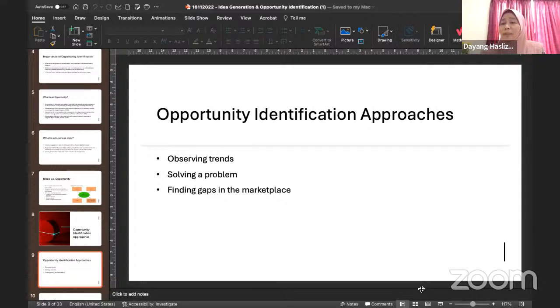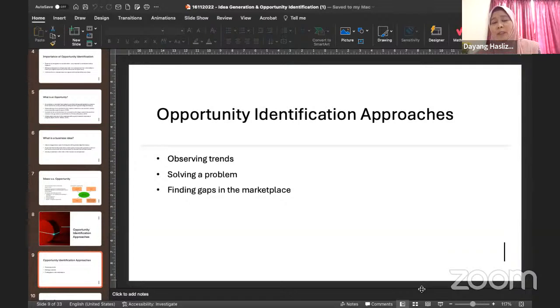Next is by solving a problem. Okay, so entrepreneurship is about solving a problem. It's about fulfilling needs. It's about fulfilling requirements, people requirements, market requirements. So if you are able to identify problems, then you can start a new business. There's a business opportunity in fulfilling those requirements. And also the third one is by finding gaps in the marketplace. What are things supposed to be, but what are things happening now? The gap between the two needs to be bridged. So the bridge can be a new business opportunity.